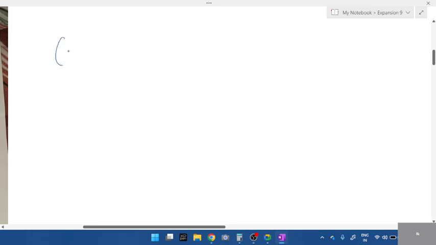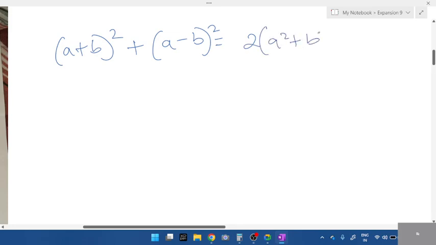Okay, look here. There was another formula. You know what (a plus b) whole square is, right? And (a minus b) whole square. If I take both and add them, what answer do we get? 2a square plus 2b square. Yes. Memorize. If I add both together, I'll explain.